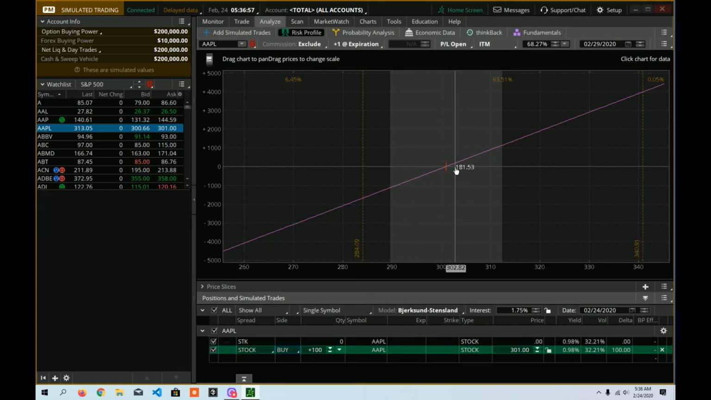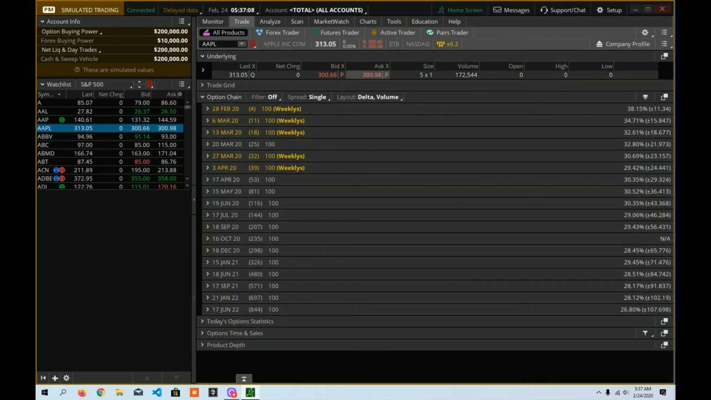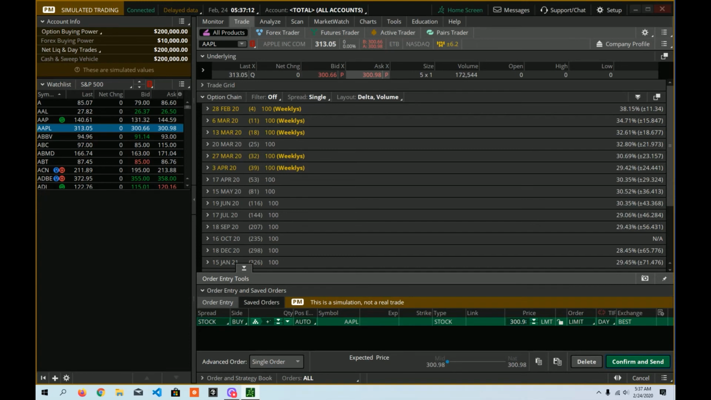And you can turn this into an order. But let's say you didn't really want to analyze it. You know what the risk profile of a long or short position is, and you just wanted to trade it. We can do the same thing over here. I'll close up this options chain, and I'm going to click on the ask because I want to buy some shares.